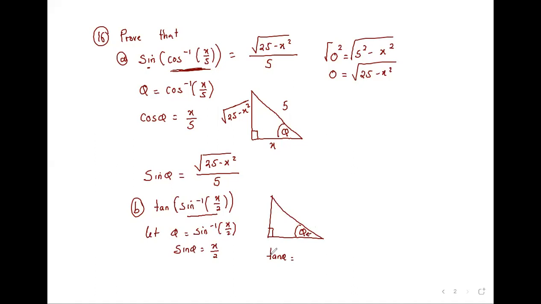So the triangle is x over 2. I mean, sorry, that's sine. So sine is opposite over hypotenuse. So meaning that this side is going to be the root of 2 squared, which is 4, minus x squared. So tan theta should be opposite, which is x, over adjacent, which is root of 4 minus x squared.